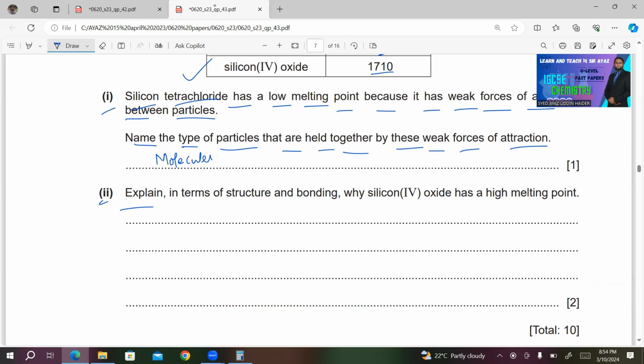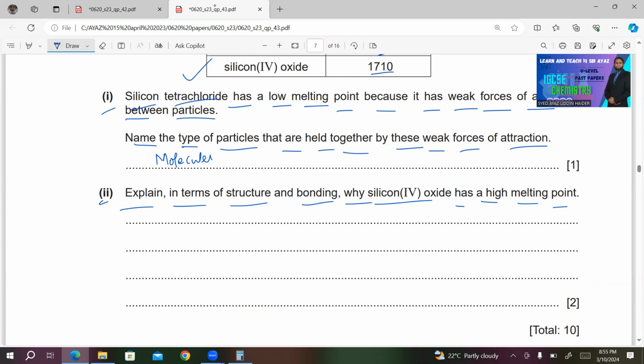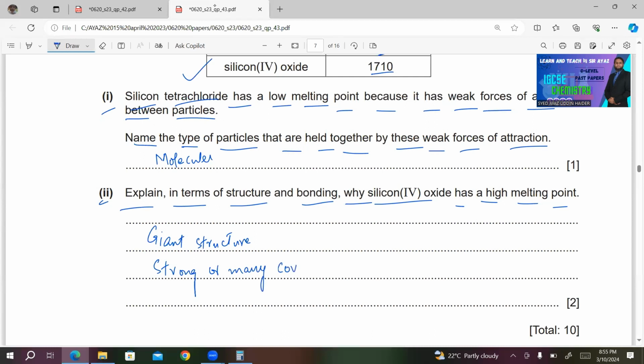Number 2, explain in terms of structure and bonding why silicon 4 oxide has a high melting point. So it has a giant structure and strong covalent bonds. So you write giant structure, strong covalent bonds, or many covalent bonds.